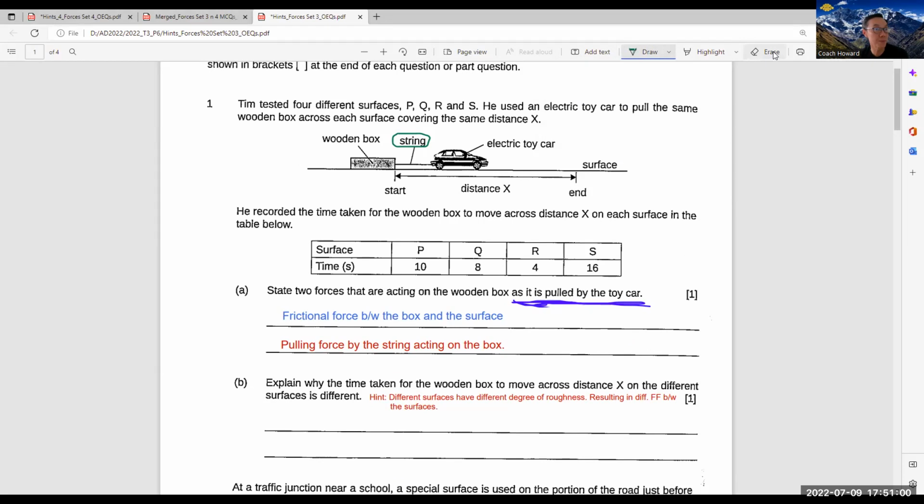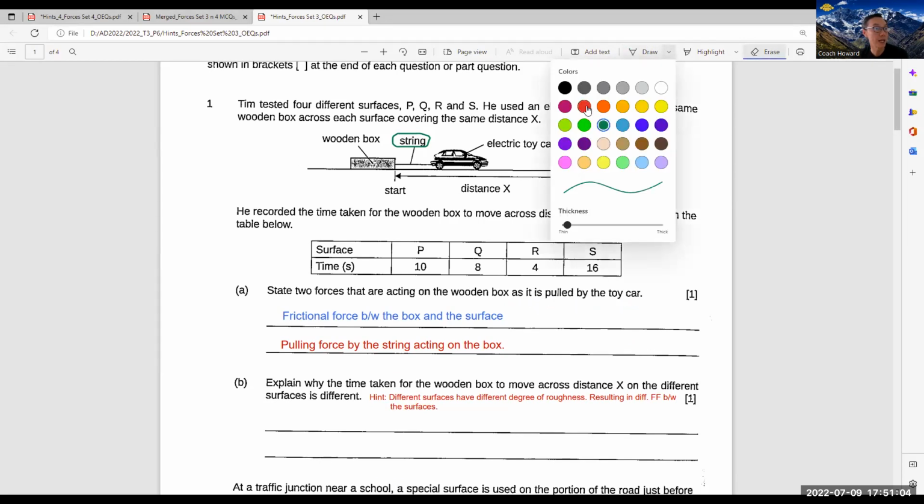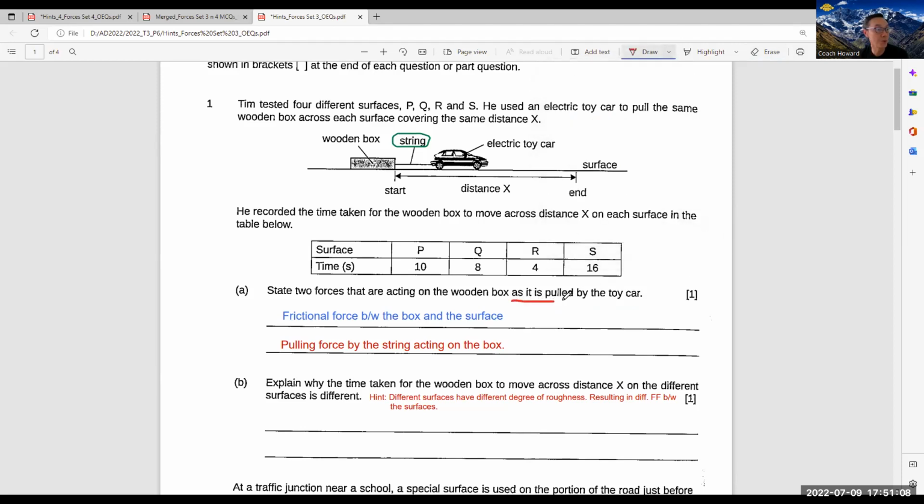Okay, I want you to highlight this part, which I already mentioned here. You highlight this part because they say as it is being pulled by the toy car. Why is it important? Because without this statement, you can write down gravitational force, because gravitational force is always present, right? But they say as it is being pulled by the toy car.